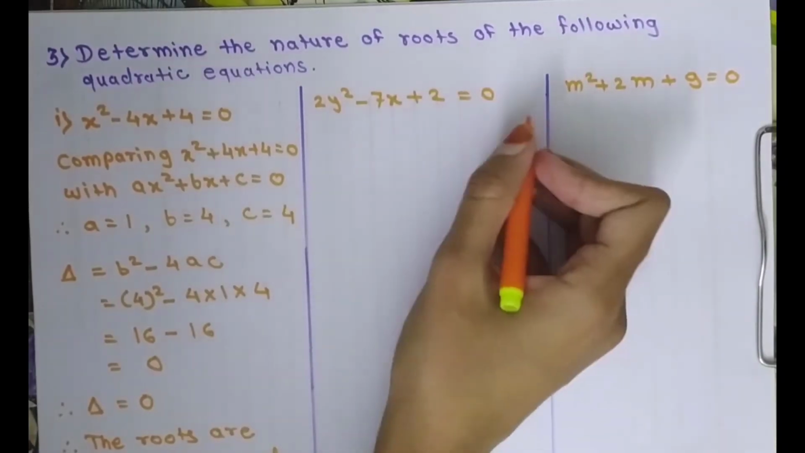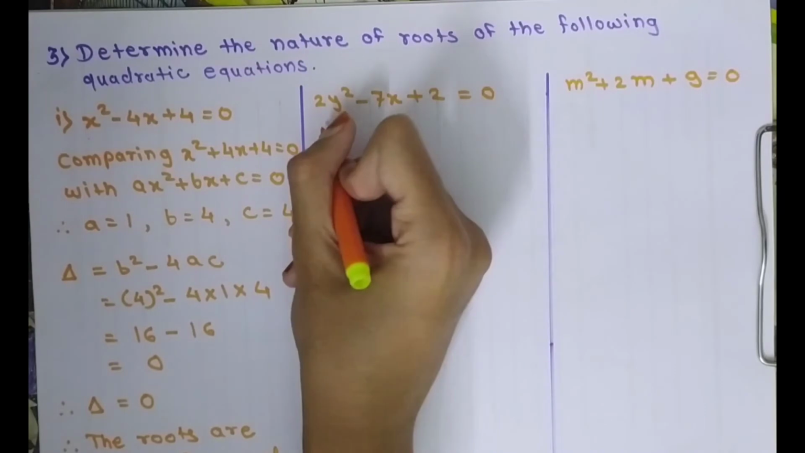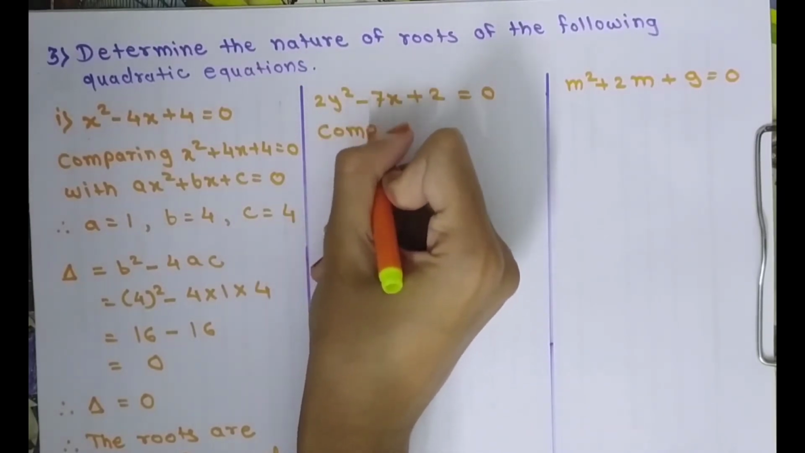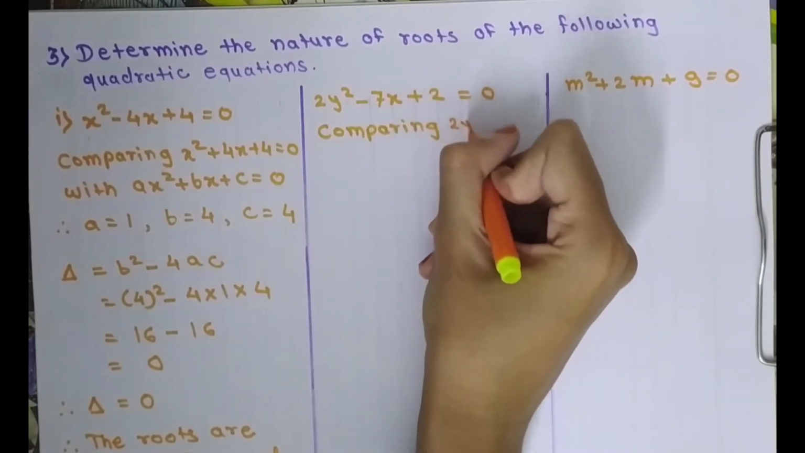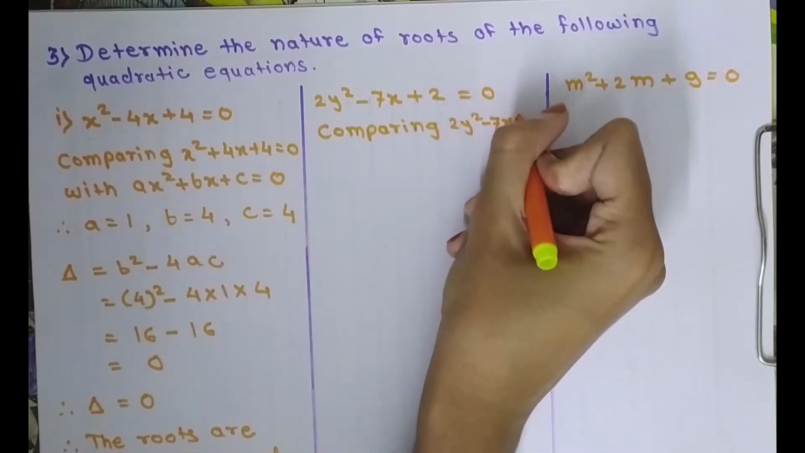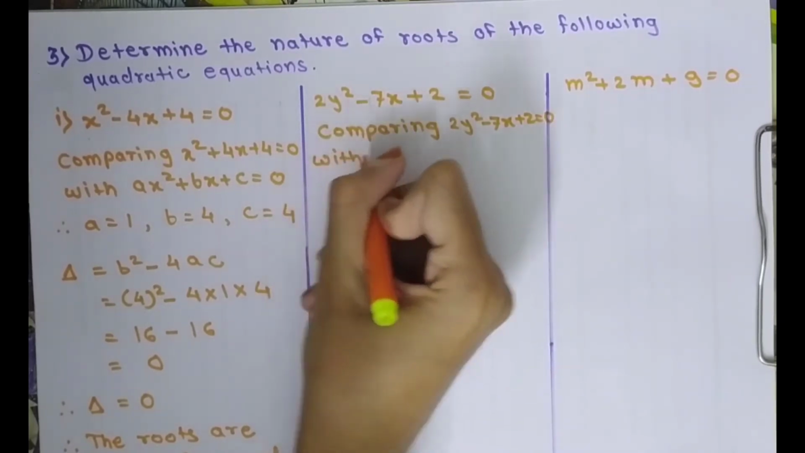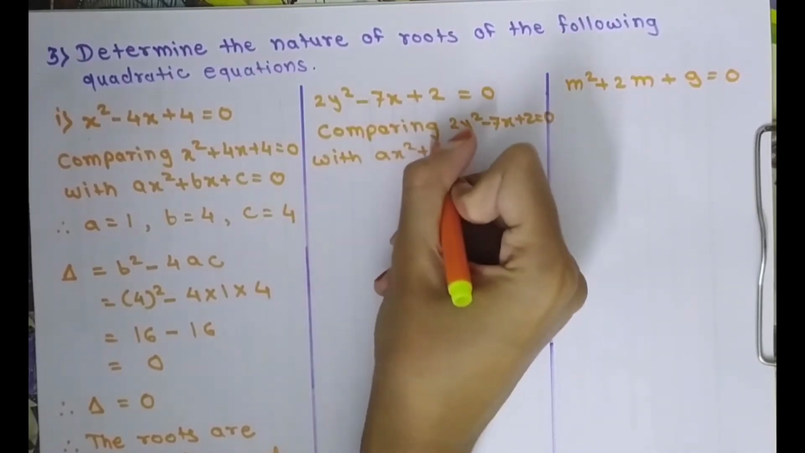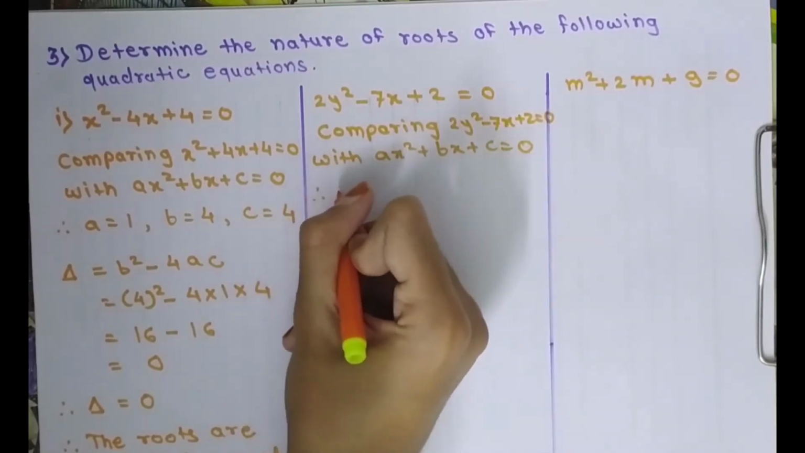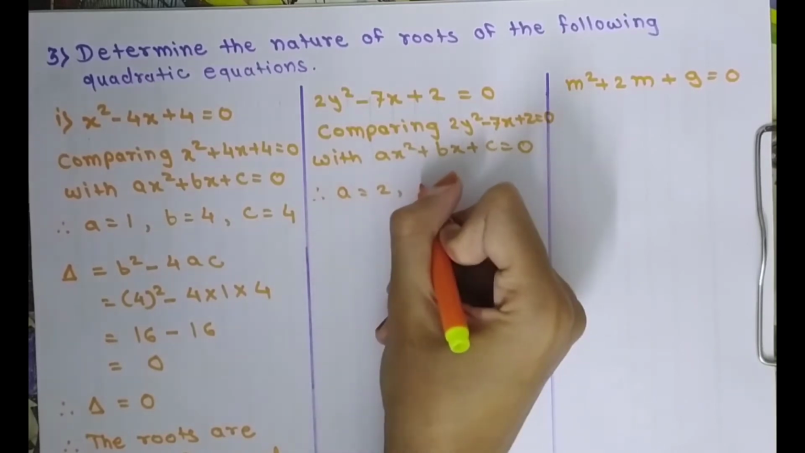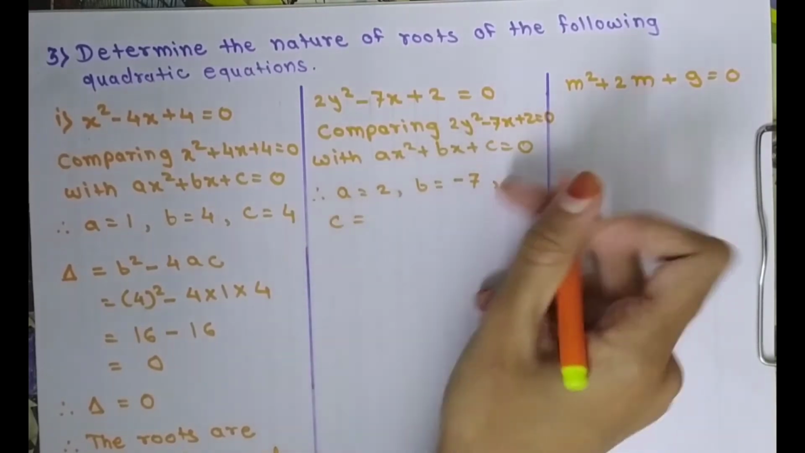So, now the second question is 2y square minus 7x plus 2 is equal to 0. So, comparing 2y square minus 7x plus 2 is equal to 0 with ax square plus bx plus c is equal to 0. Therefore, a is equal to 2, b is equal to minus 7 and c is equal to 2.